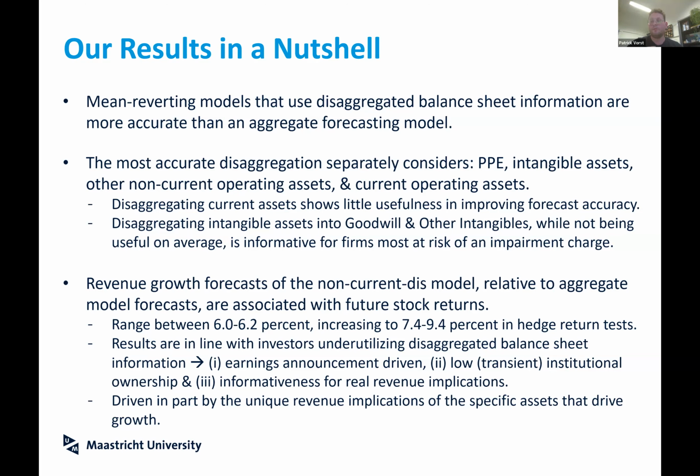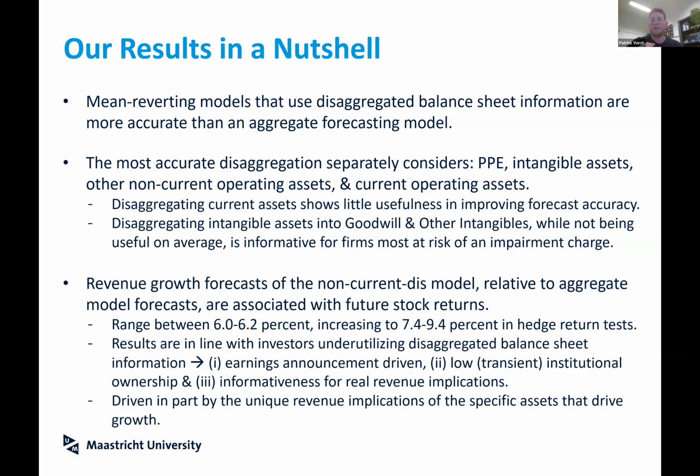It might be something relatively specific to goodwill, and it's usually something that can have a large impact on the value of goodwill. So for firms that are at risk of an impairment, in these cases, it is actually useful to disentangle between the components of intangibles and separately look at goodwill and other intangibles.